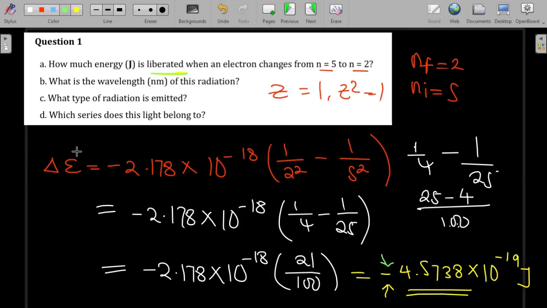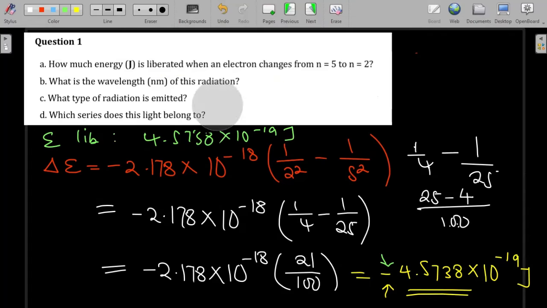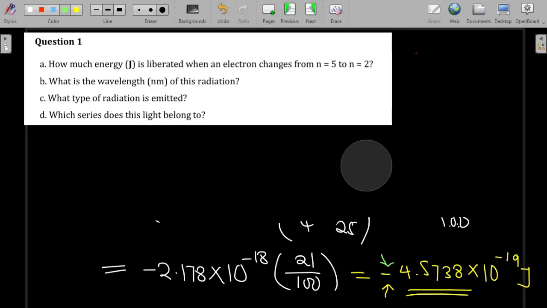Once you find this, you can just write down, therefore, the energy liberated, and you omit the negative sign. So you're going to say energy liberated is 4.5738 times 10 to the power minus 19 joules. So this is the energy that was liberated. We found the energy, so we can move on now to B.